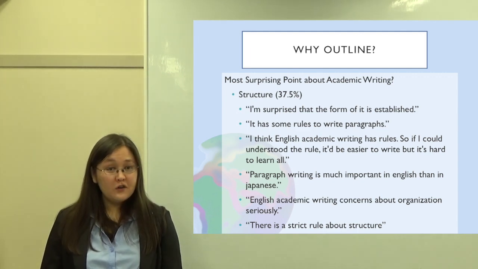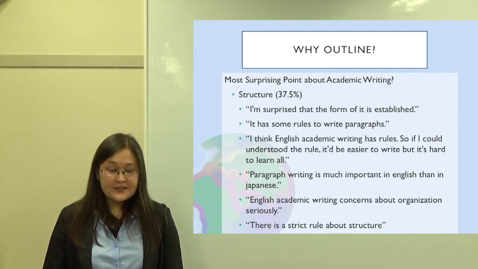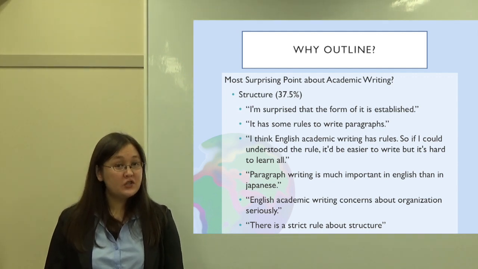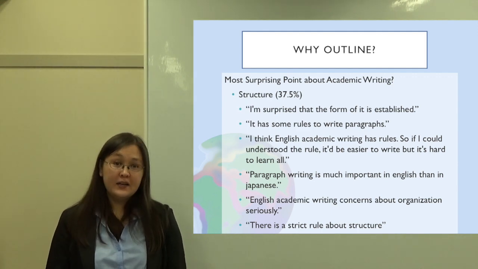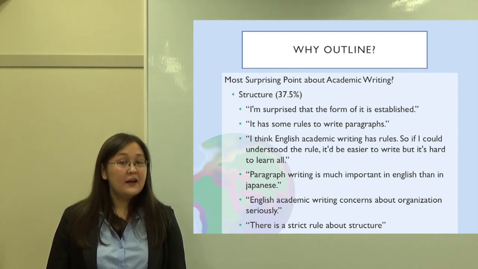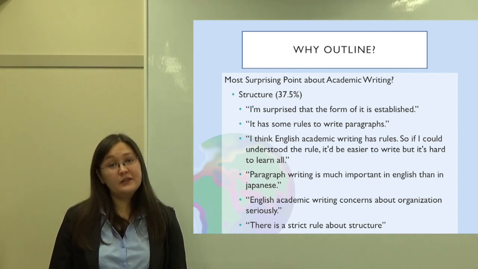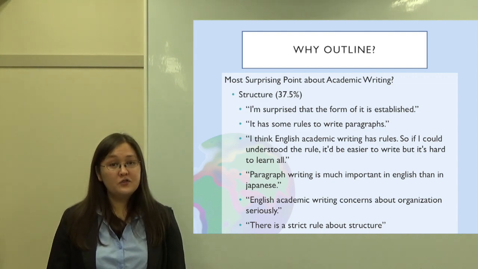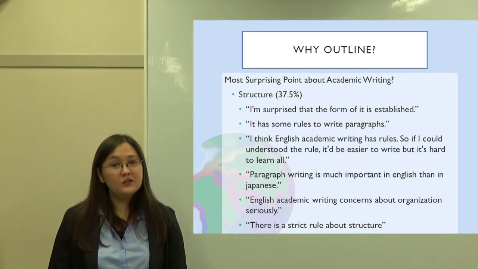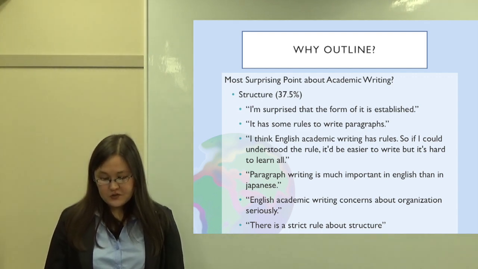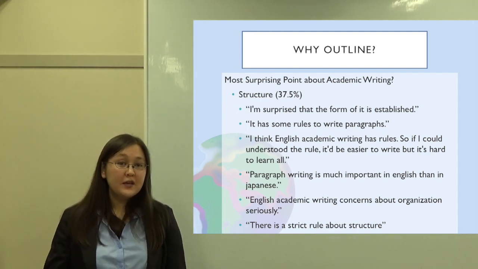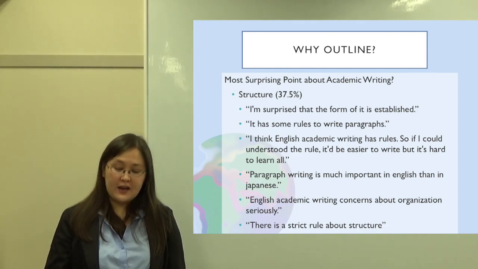Another student said, "Paragraph writing concerns about organization seriously." This is correct. The organization, the structure, the outline is very serious in Western academic writing. If you fail at the thesis statement and the outline, the paper is not going to get a good grade, or it is not going to be well received. It is not going to be published. You need to follow this structure. Another student said there's a strict rule about structure. So that is what we're doing today. We're making the outline so your structure will be correct.